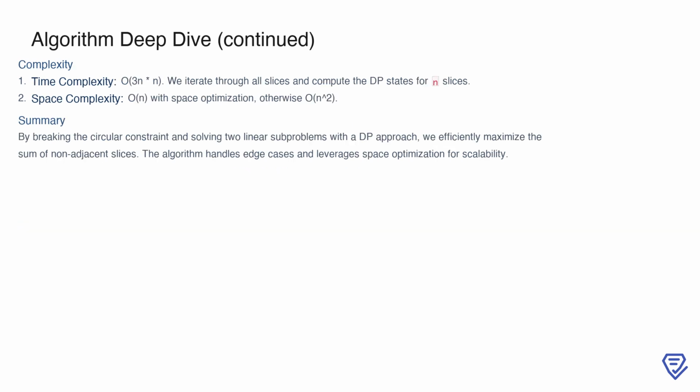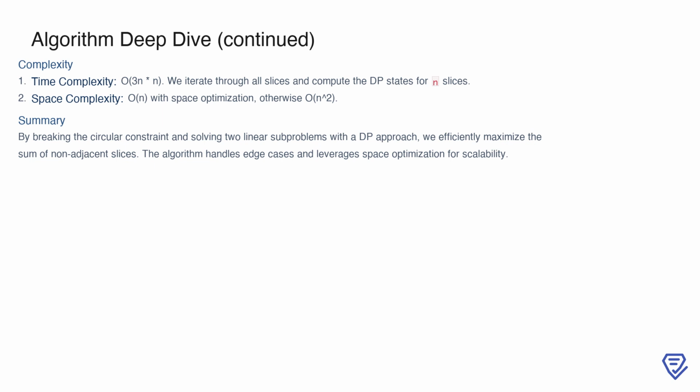The time complexity of this algorithm is O(3n*n), as we iterate through all 3n slices and compute the DP state's n slices in each subproblem. The space complexity, with optimization, is reduced to O(n), since we only store the last two rows of the DP table during computation. By breaking the circular dependency and solving two linear subproblems, we effectively reduce the problem complexity while ensuring correctness. The dynamic programming approach handles the adjacency constraint efficiently, and space optimization makes the solution scalable.